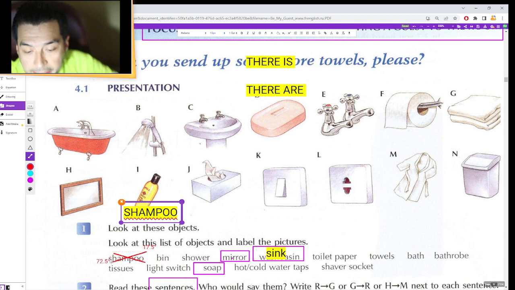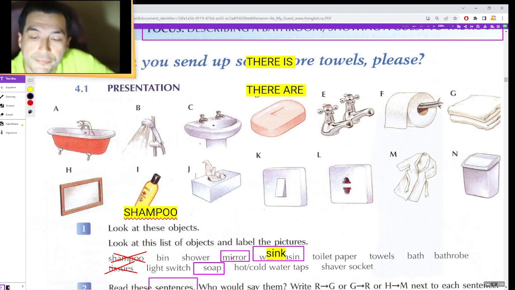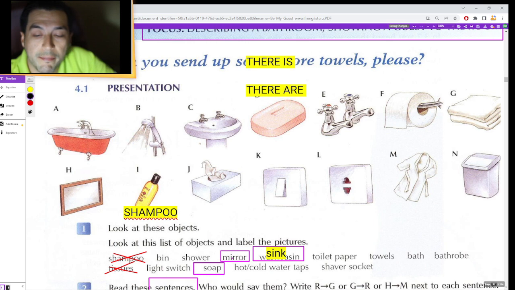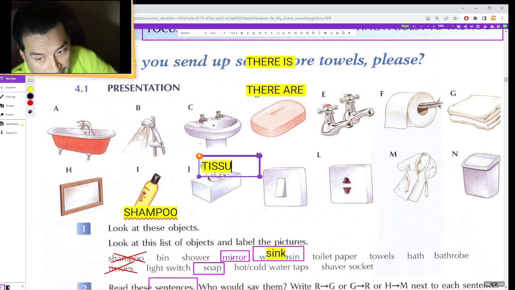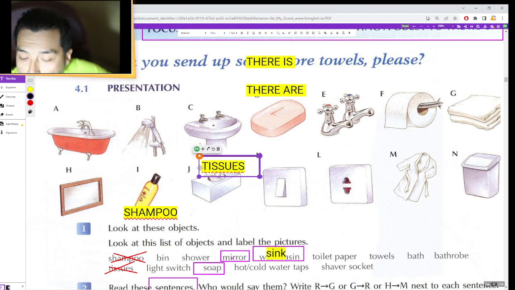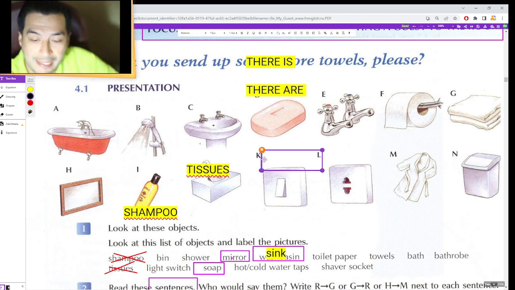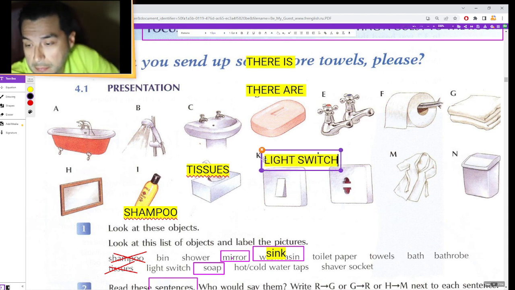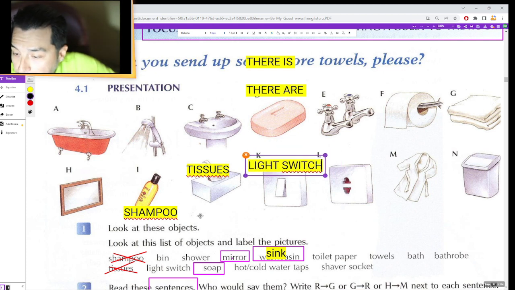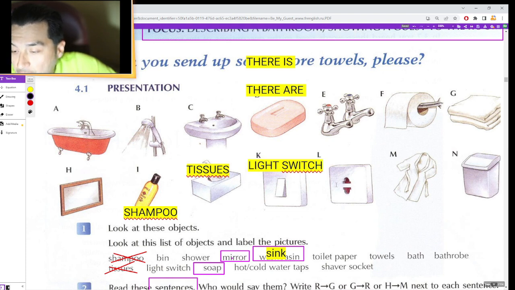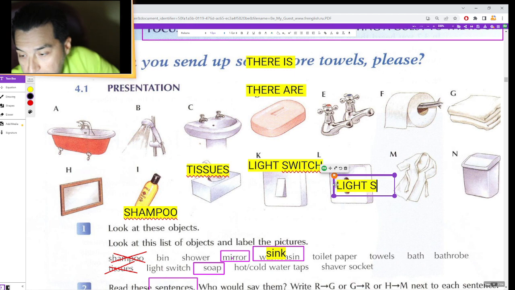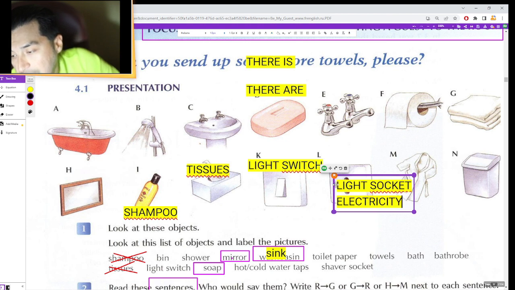Shampoo, right here. Tissues, in the bathroom, letter J. Tissues. Shampoo. Light switch, letter K. Light switch. Letter L is a light socket. Light socket or electricity socket.